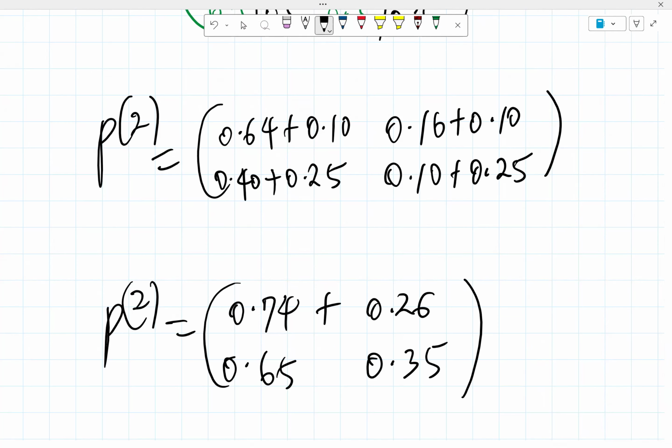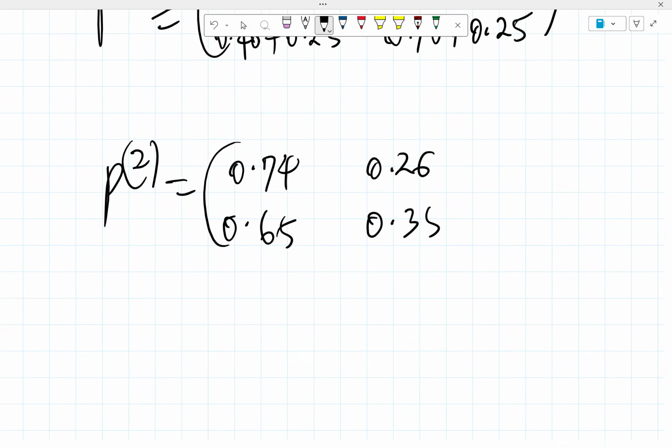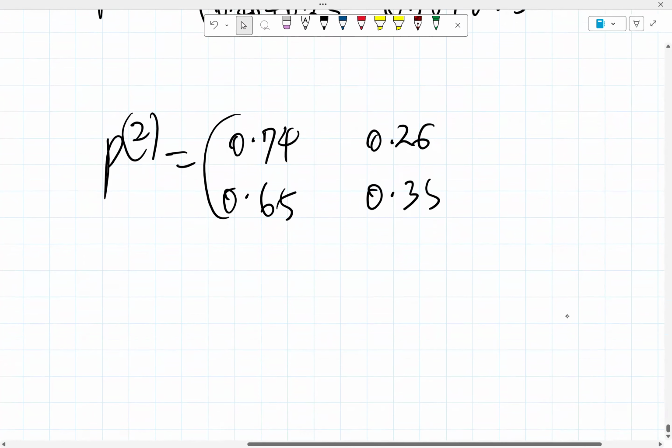Check. This plus this, is it 1? Yes. This plus this, is it 1? Yes. So that's a way to check that what you have done is correct. So that's that.